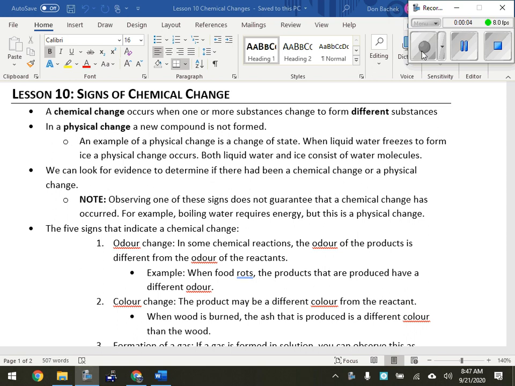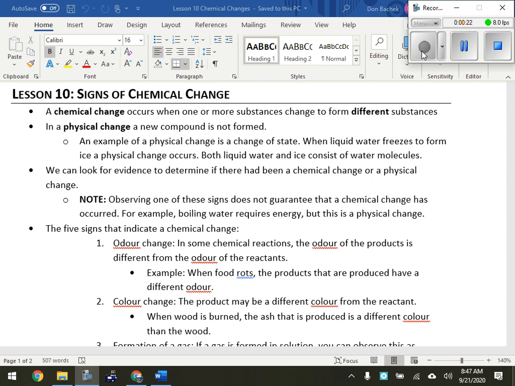Lesson 9 was your lab, of course. So lesson 10, we're going to just talk about signs of chemical change. Tomorrow, we're going to talk about lesson 11, balancing chemical reactions. Yay! And then we're going to learn how to write them.